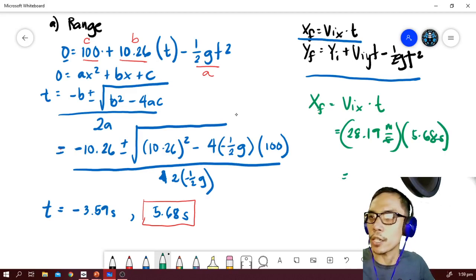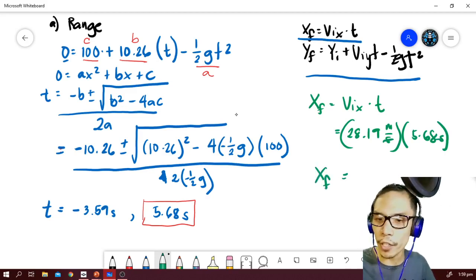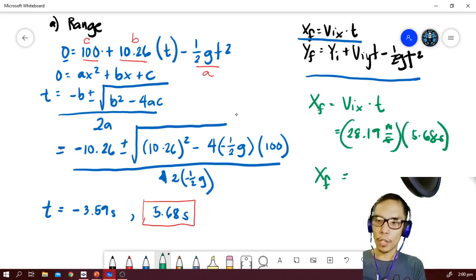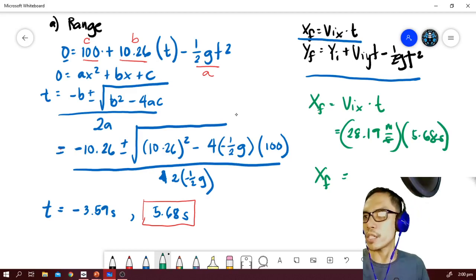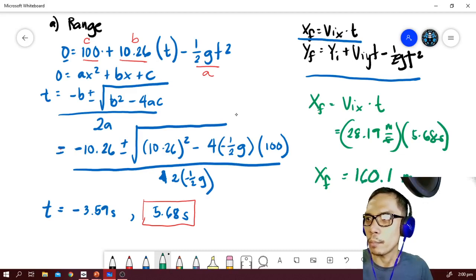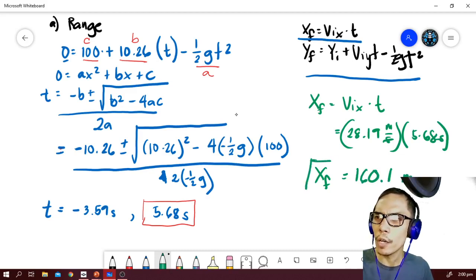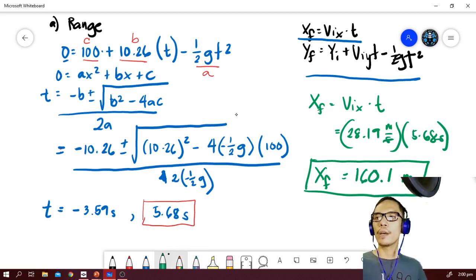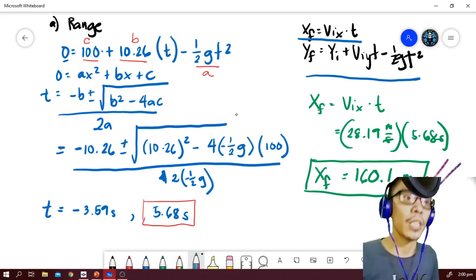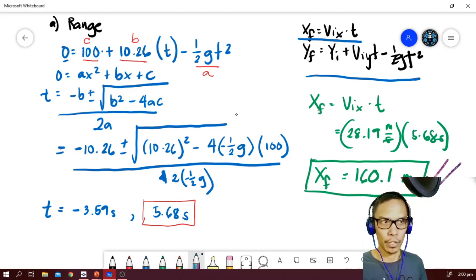So our target answer is meters. We have the range. The answer for the range is 28.19 times 5.68, so that will be 160.1. That's 160.1 meters. The number sounds reasonable, so we have a reasonable answer here for the range of 160.1 meters.